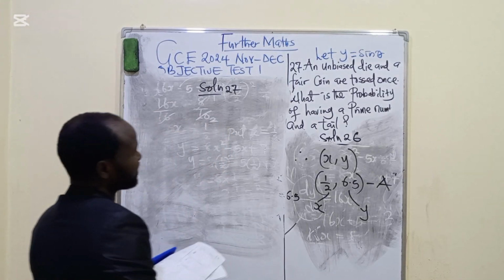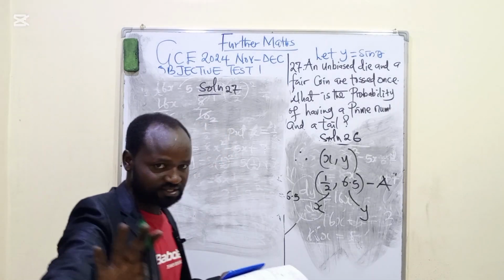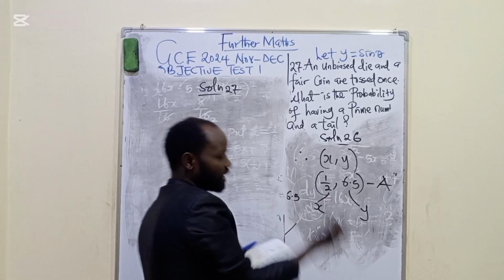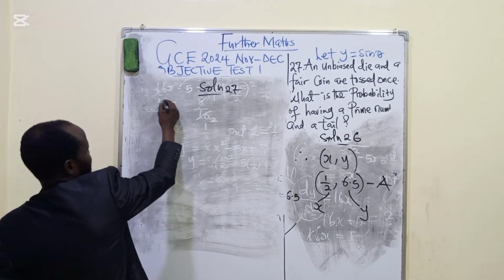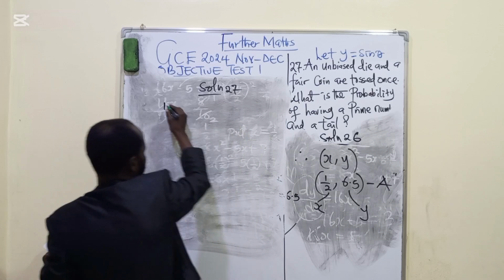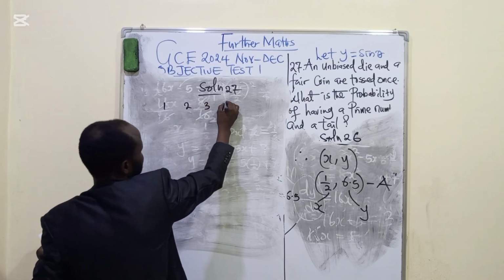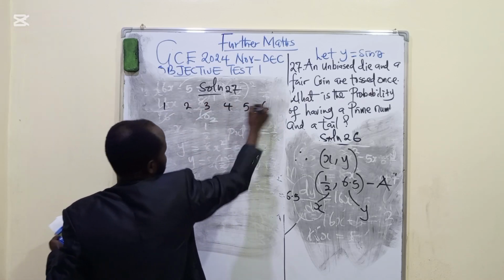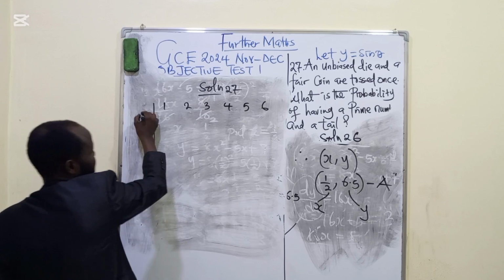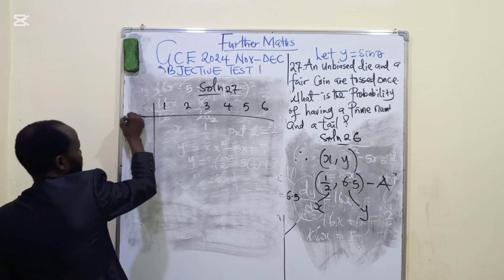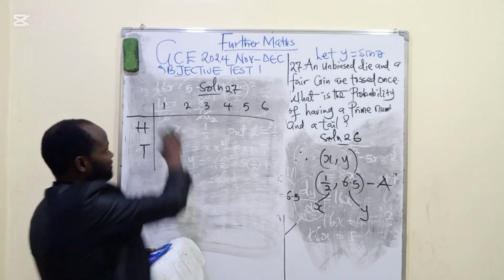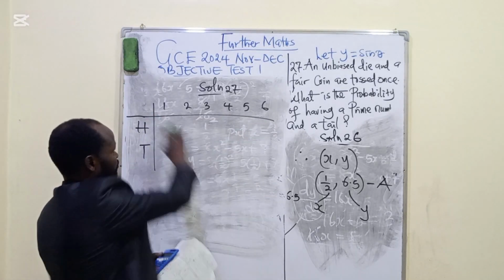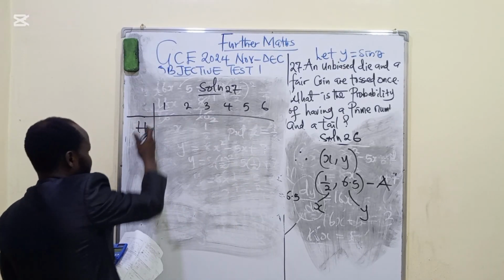We have an unbiased die. A die has 6 faces, then a coin has 2 faces. So let's look at our sample space. As I said, the die has 6 faces. That's 1, 2, 3, 4, 5, 6. These are the faces. Then our coin has head and tail. These are the faces for the coin. So we have a die which is 1 to 6, then a coin which is head and tail.